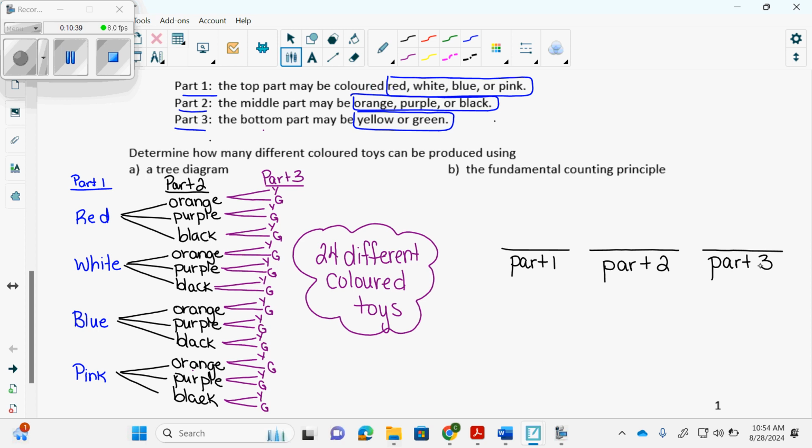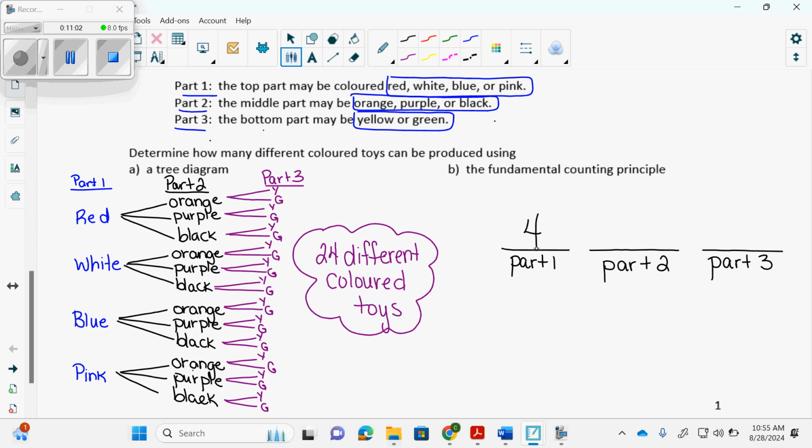One, part two, part three. Yeah? Okay, like I said, it's my goal to make you guys actually understand why you're doing what you're doing, because it makes a big difference if you understand why. Okay? So, how many parts does part one have? How many different choices, sorry, I should say. Four different choices. So I'm going to put four up here.